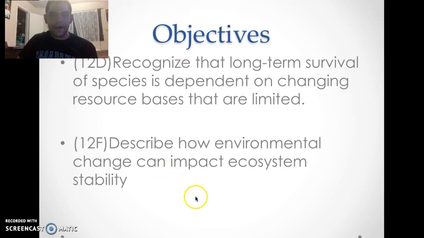It says, describe how environmental changes can impact ecosystem stability. Okay, so if you want to write that into a question, you can just put, can I describe how environmental changes impact ecosystem stability? All right.